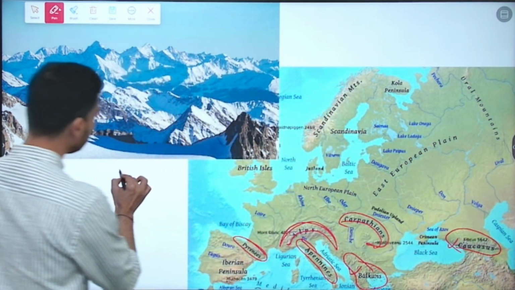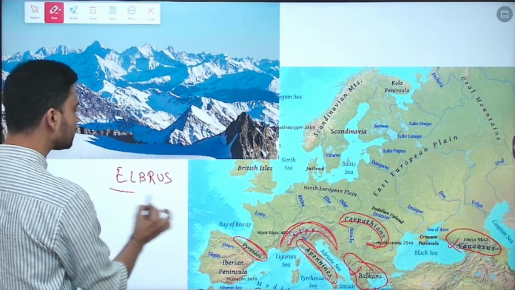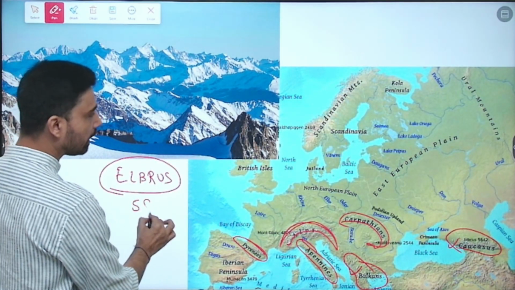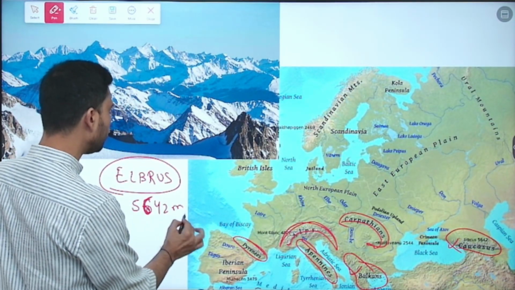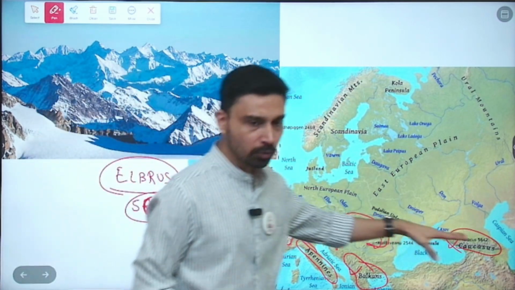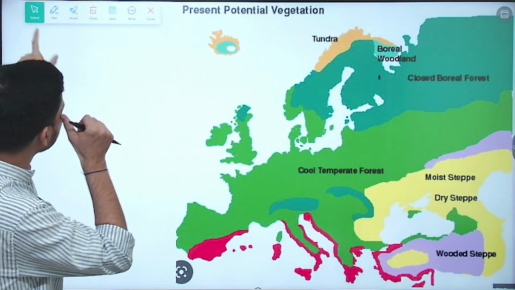I would write here the highest peak, the tallest peak of entire European continent. If it is asked, it is Mount Elbrus, located at the elevation of 5,642 meters. It is located in the Caucasus Mountain. Country-wise, if someone asks you, the answer would be Russia. So it is located in Russia, the tallest peak.